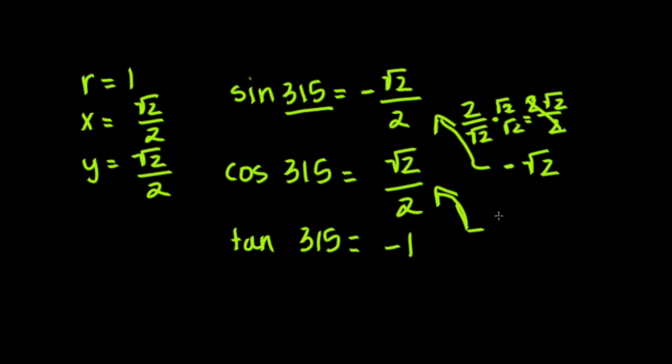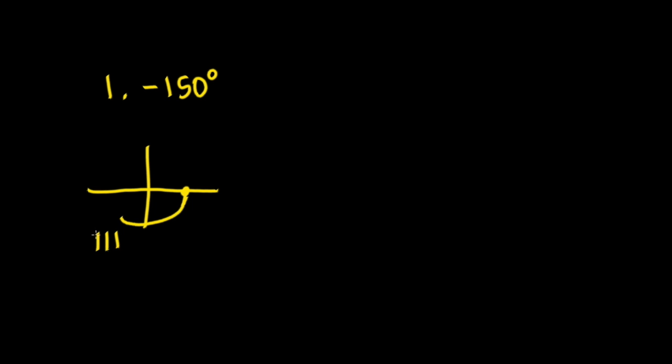So our answer for the secant of 315 is also the square root of 2. And our cotangent of 315 is also going to be negative 1. Now we are going to look at the second problem, which says negative 150 degrees. If we start at our starting point at 1, 0, and go negative 150 degrees, this will end us up in the third quadrant. We can see that from this point to the reference line at 180 degrees is 30 degrees. So since it is only 30 degrees away, we know that we are dealing with a 30-60 triangle.